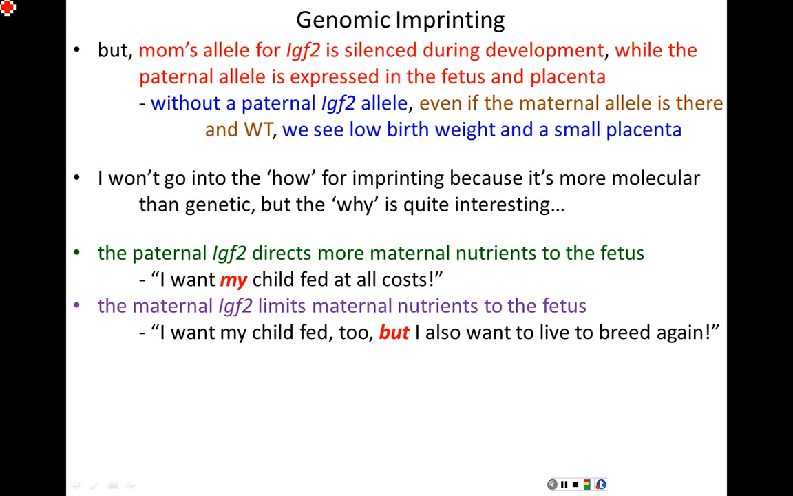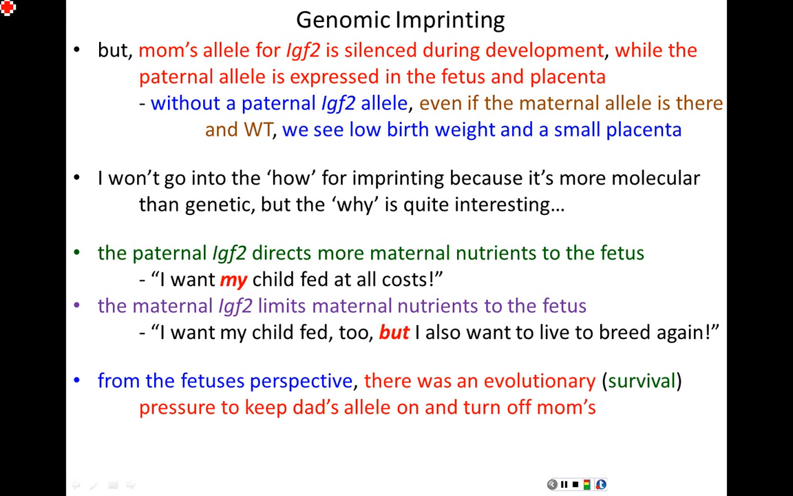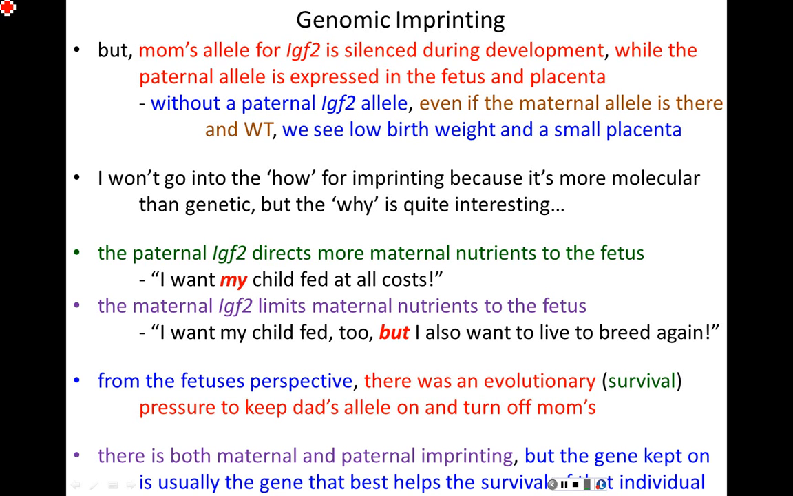Which of these two alleles do you think the fetus prefers? Now let's get away from the touchy-feely, lovey thing of kids and mothers. We're talking about a living entity versus another living entity. You better believe that the fetus wants the paternal allele on. From the fetus's perspective, that paternal allele sounds really, really good. And there was an evolutionary survival pressure to keep dad's allele on, get that big placenta, develop big and healthy, and turn off mom's slightly attenuated allele that wasn't quite ready to give up so many nutrients. And so that's what happened. Evolutionarily, mom's allele was always turned off and dad's allele was kept on.